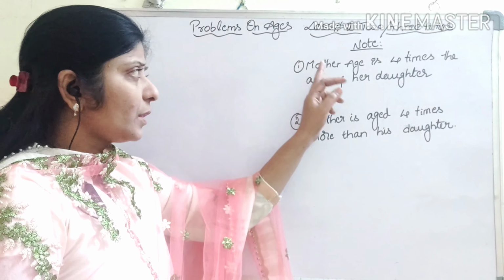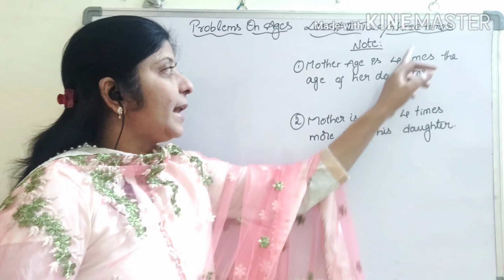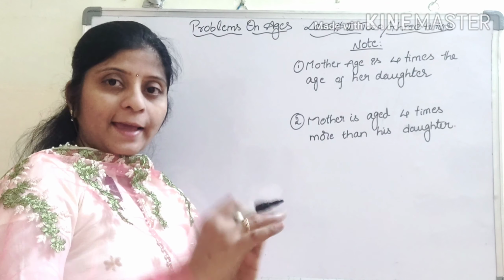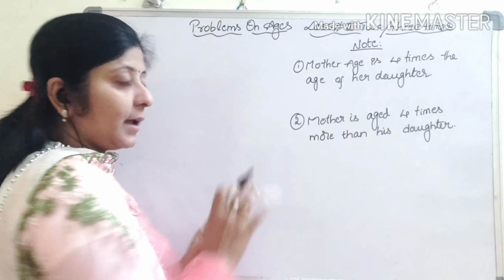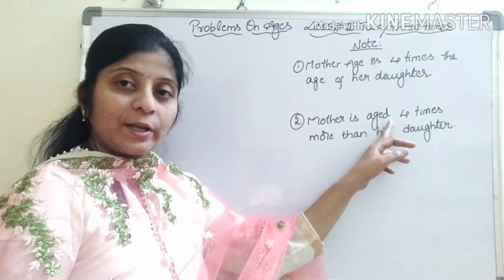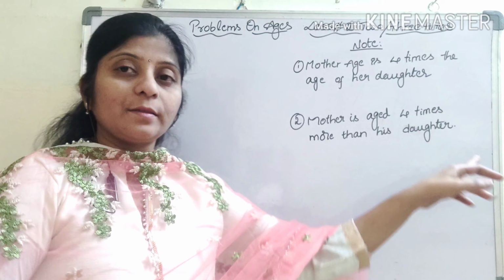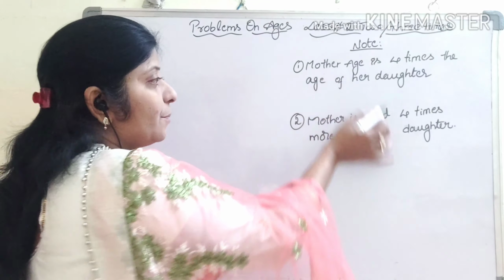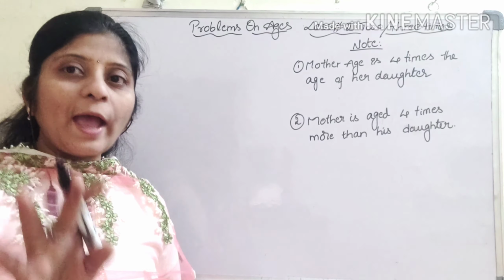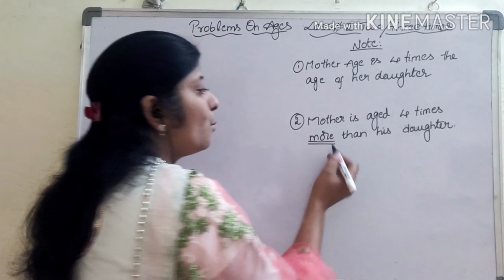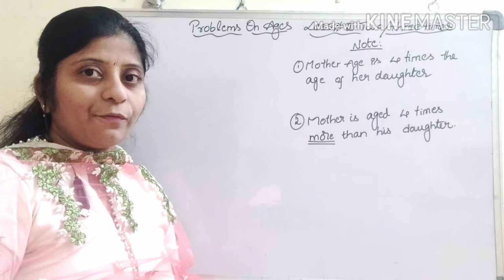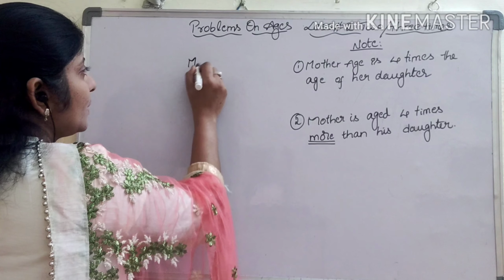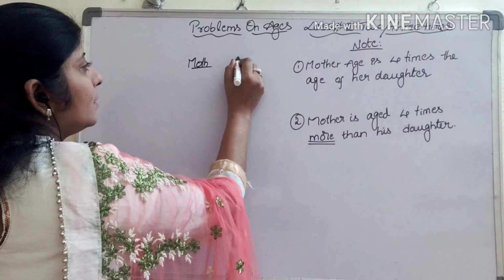So, the first one: mother's age is 4 times the age of her daughter. And the second one: mother is aged 4 times more than her daughter. So here in both cases we have ages, but you have to be careful with the term more than. First we will frame equations for these two.